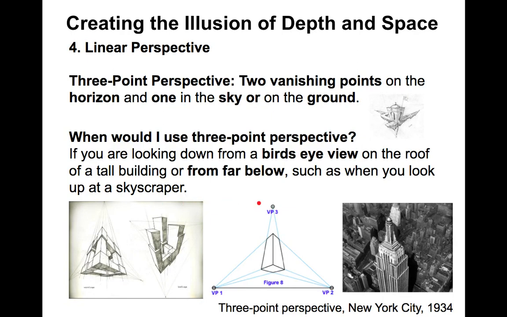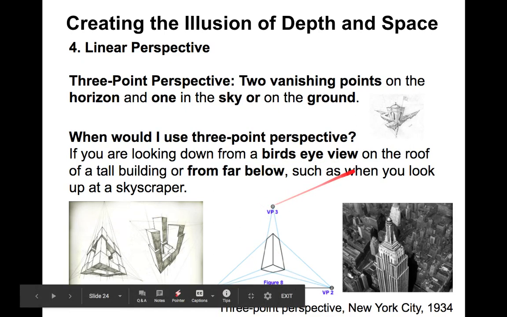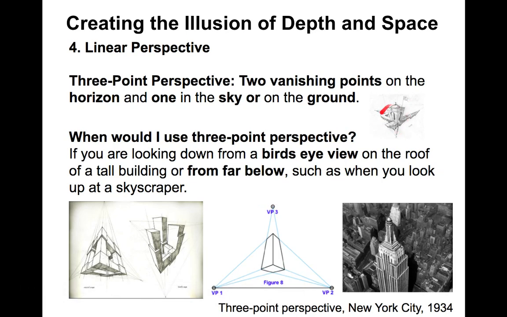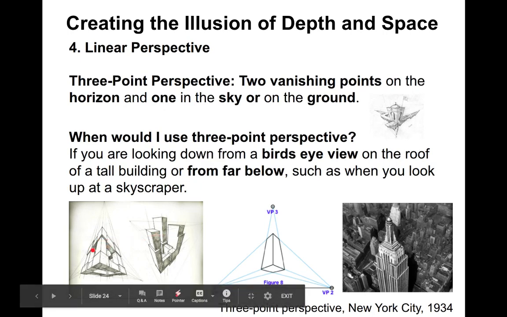So here we have three-point perspective, 2 vanishing points on the horizon and 1 in the sky or on the ground. Why would you do this? Well, to get 2 down here and then 1 in the sky. Well, this is a very small example of a fictional floating building that has this. Here's some other buildings that you can see.